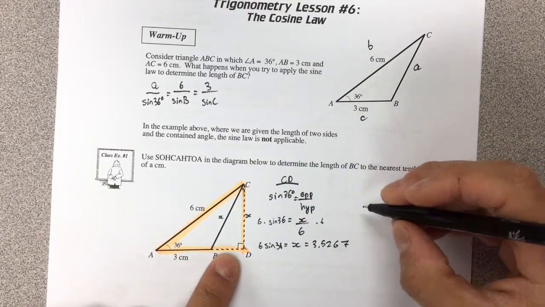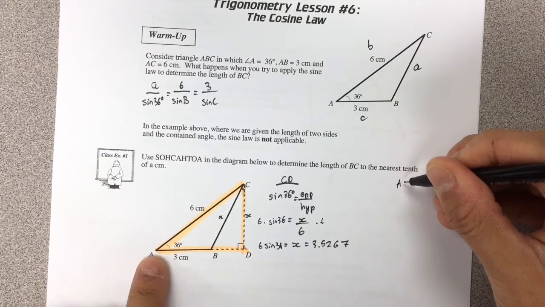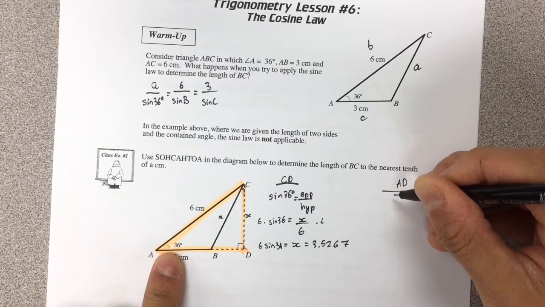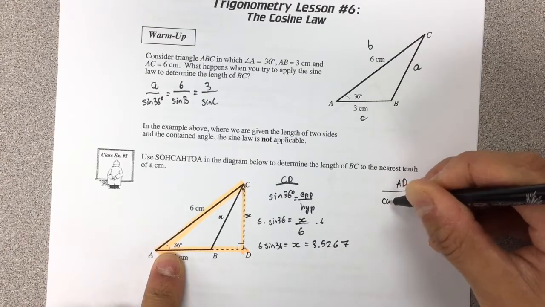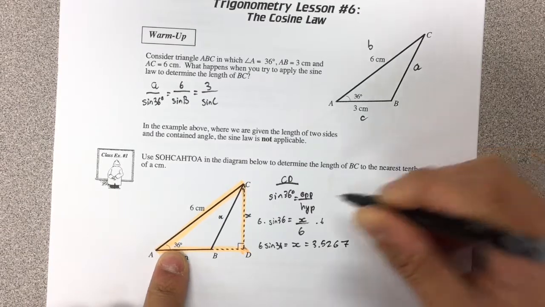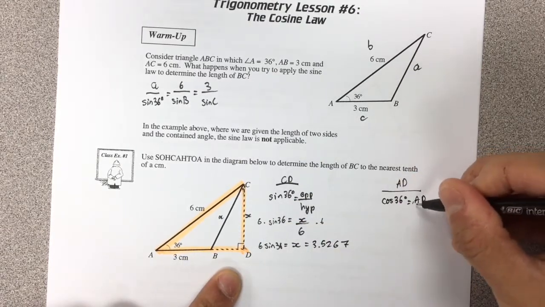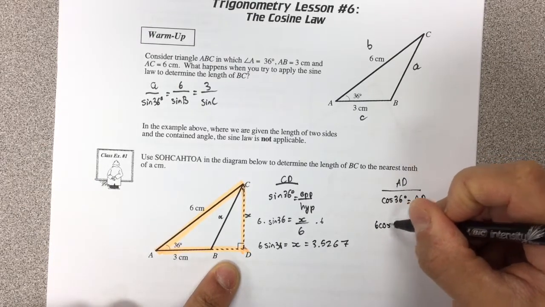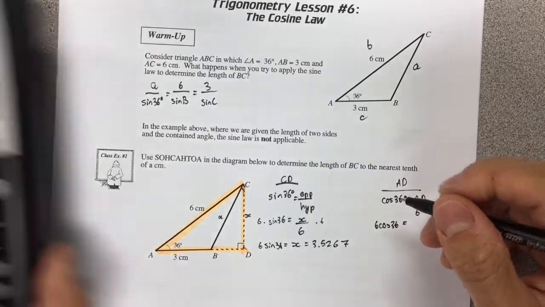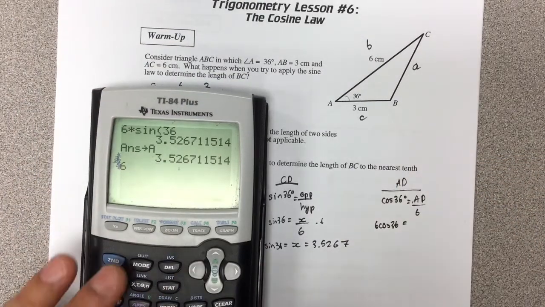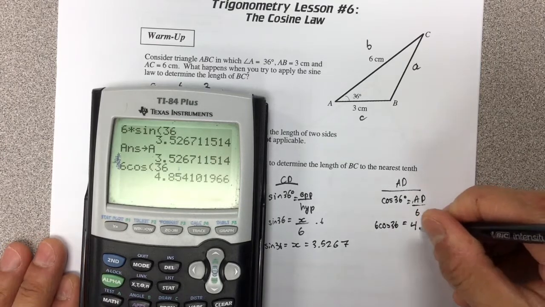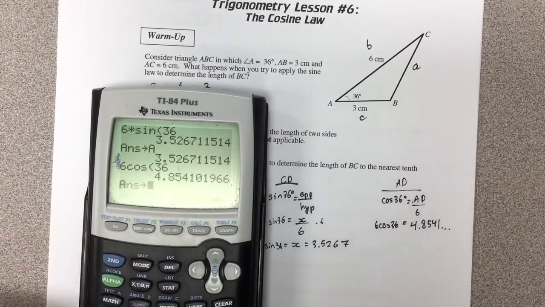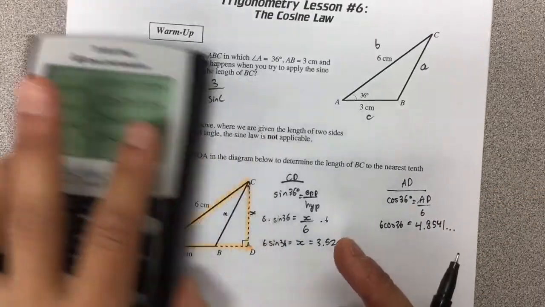Now, from A to D, from this point to this point, we can use our cosine ratio. So cosine 36 degrees is equal to AD over 6. And again, I'm going to go 6 cosine 36 is equal to 4.85. I'm going to store that answer as well.